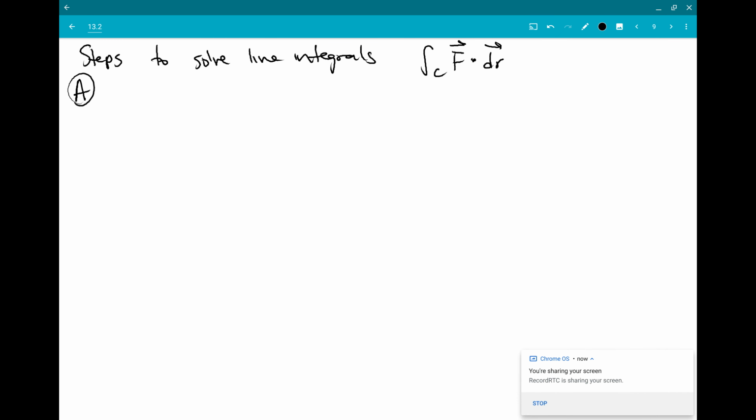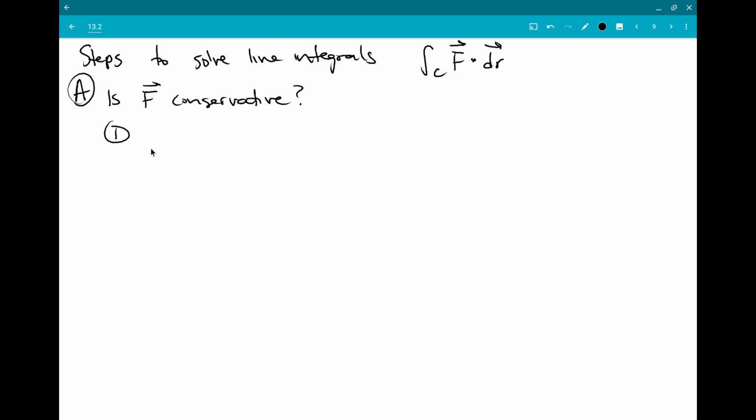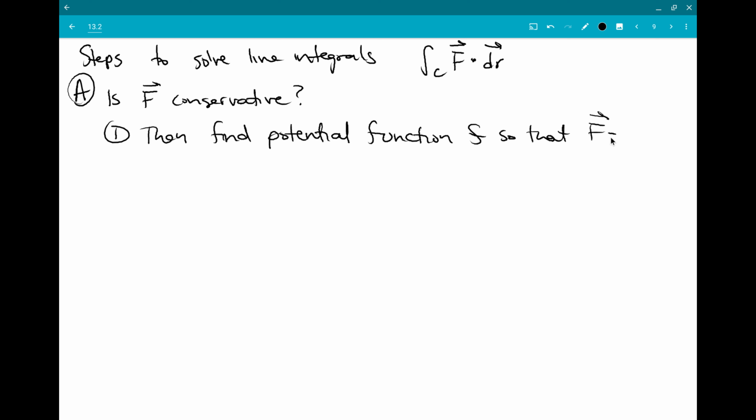All right, so next up we're going to talk about steps to solve line integrals for vector valued functions F. And we're actually going to break this up into two different cases. The first case is if F is conservative. Then you can find the potential function f so that your vector valued function F is the gradient of that scalar function.